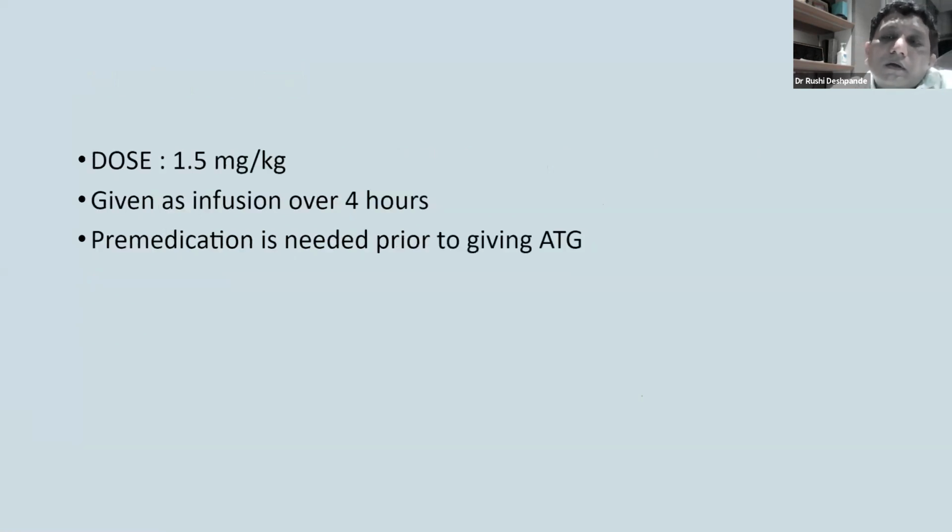How do you use the drug? The commonest used dose is 1.5 milligram per kilogram given as an infusion over 4 to 8 hours. And we should always use pre-medication with steroids and an antihistaminic prior to giving this injection.